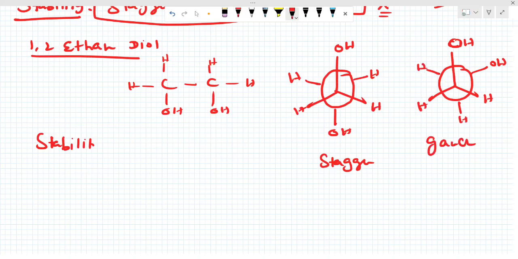Now, which is more stable? The staggered is more stable. Why is staggered more stable? Because the 2 OH groups come away from each other. In the gauche form the 2 OH groups are at 60 degrees, right? Which is the most stable? Staggered. But actually, the answer is the gauche form is the most stable.